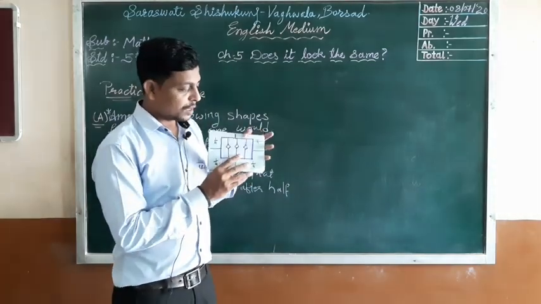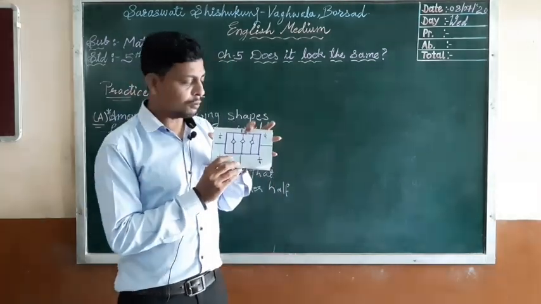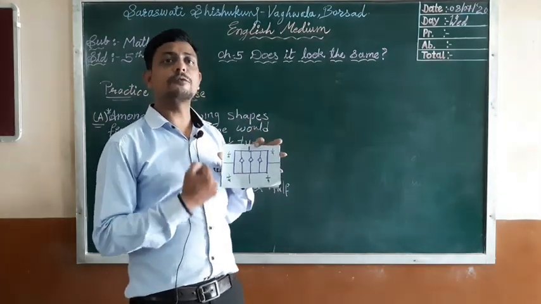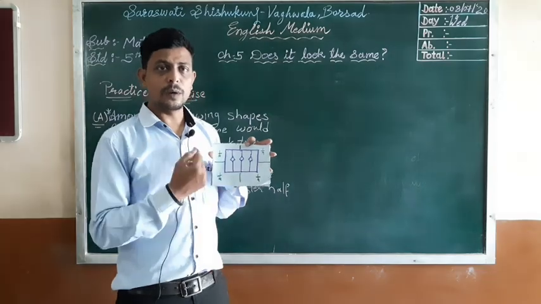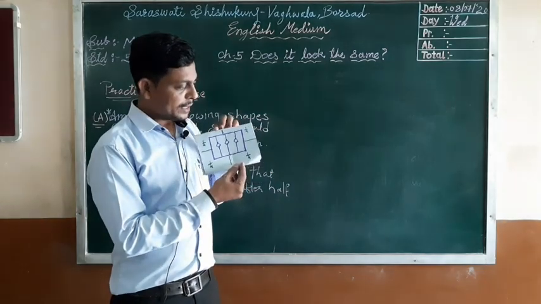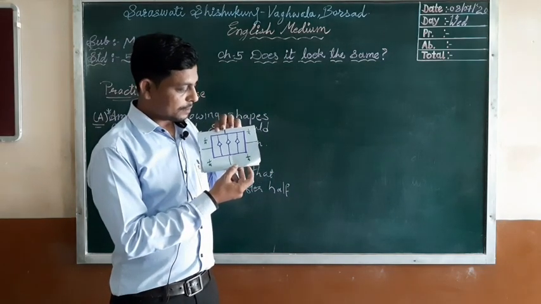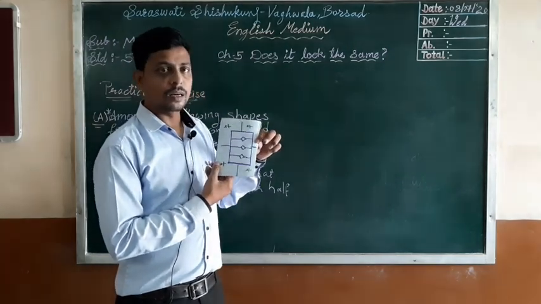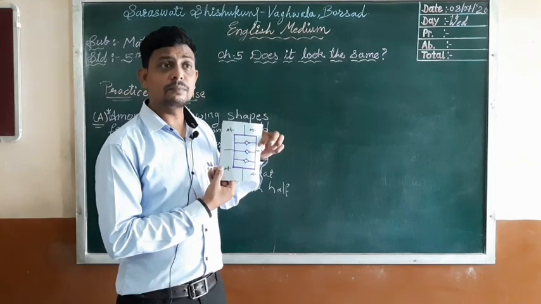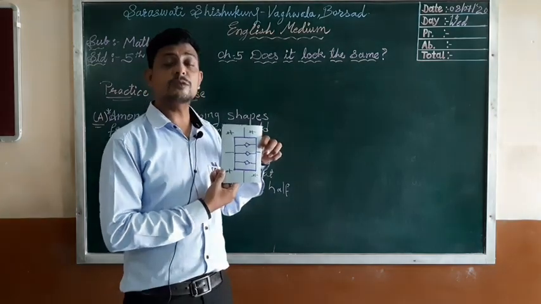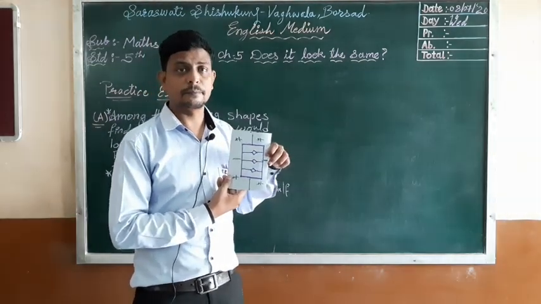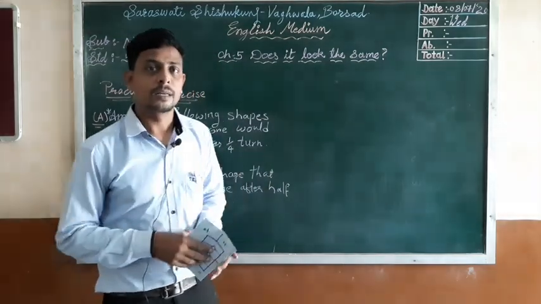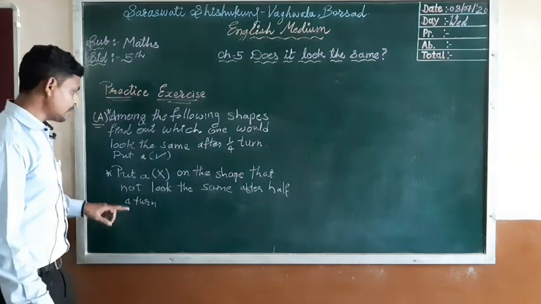a window. This is a window picture. Now here also we have to see whether it looks the same on a 1/4 turn or not. So let's say I am rotating it a 1/4 part. Does it look the same? No, it does not look the same. So here also it will be a cross mark. Now we will move to the next question.